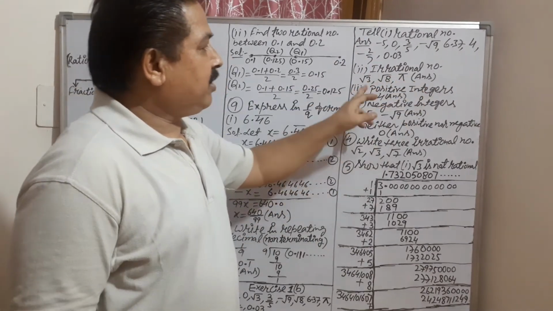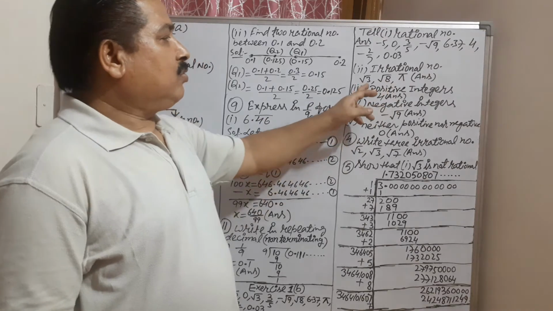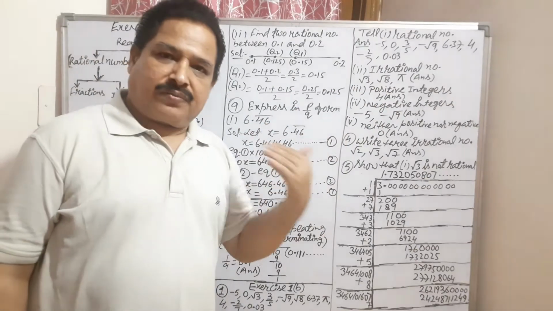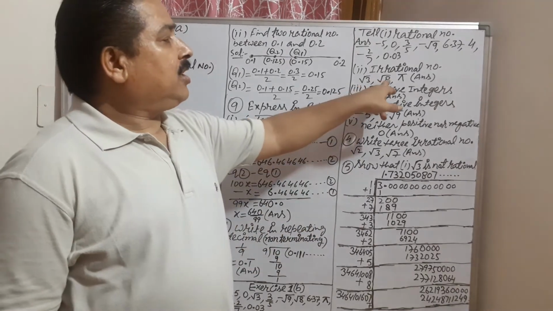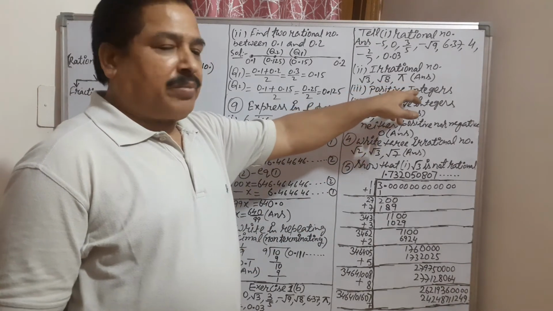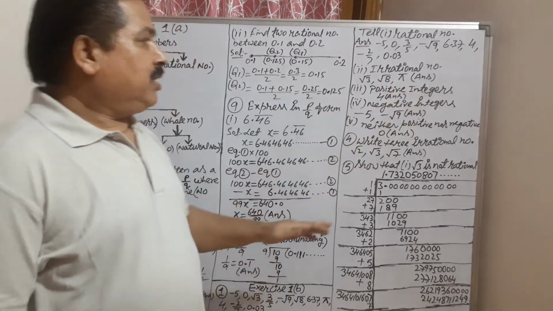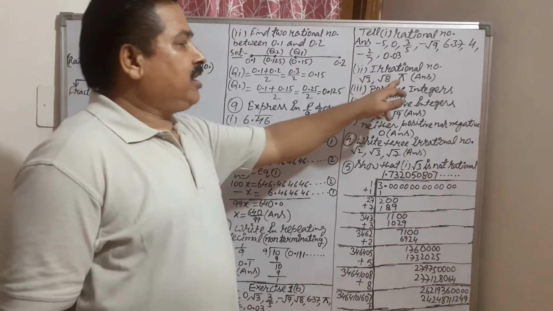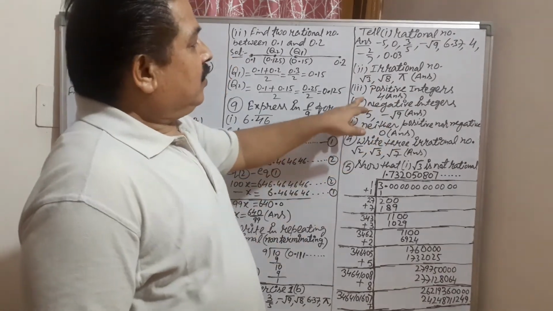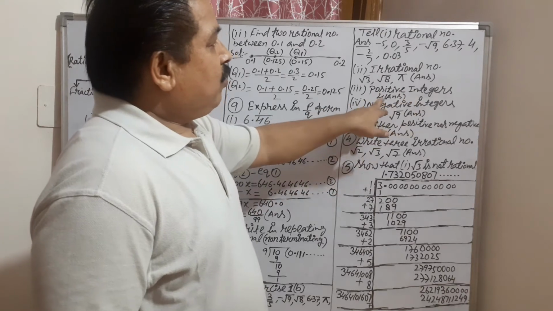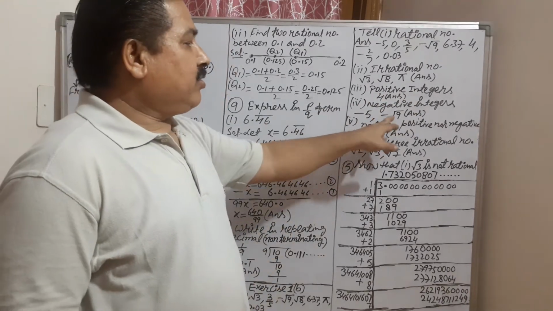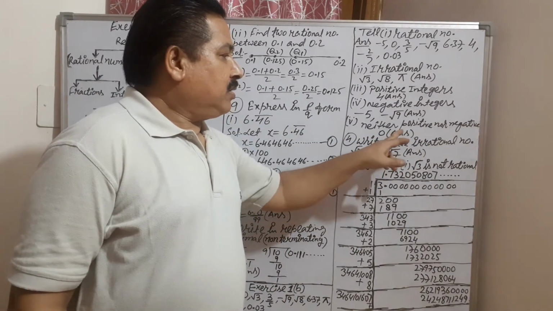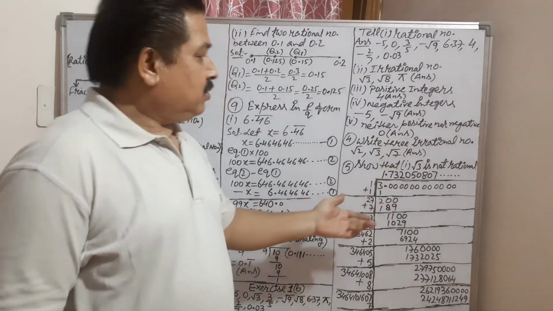Now see the irrational numbers. Root 3, root 8, pi. Root 3, the root will not come out in the form of a whole number. Similarly here, 22 upon 7 is the pi value. It will not come in terminating or non-terminating form. So that is why it is an irrational number. And positive integer: only 4 is positive, and there are two negative numbers here. Neither positive nor negative is 0.